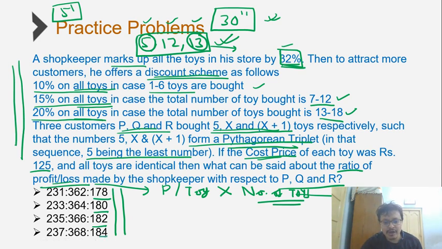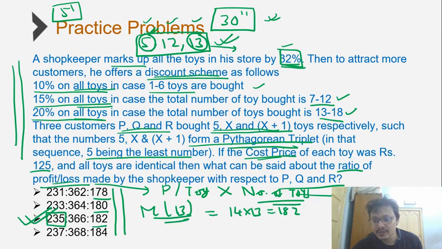Why? Because the ultimate step would be profit per toy into 13, which means this must be a multiple of 13. So you need not have even solved it, just looked at the options, checked which one has R as a multiple of 13, P is a multiple of 5, you would have got the answer as option C, 235, 360, 182. You save on 4-5 minutes of solving. It just takes 30 seconds to get it done.